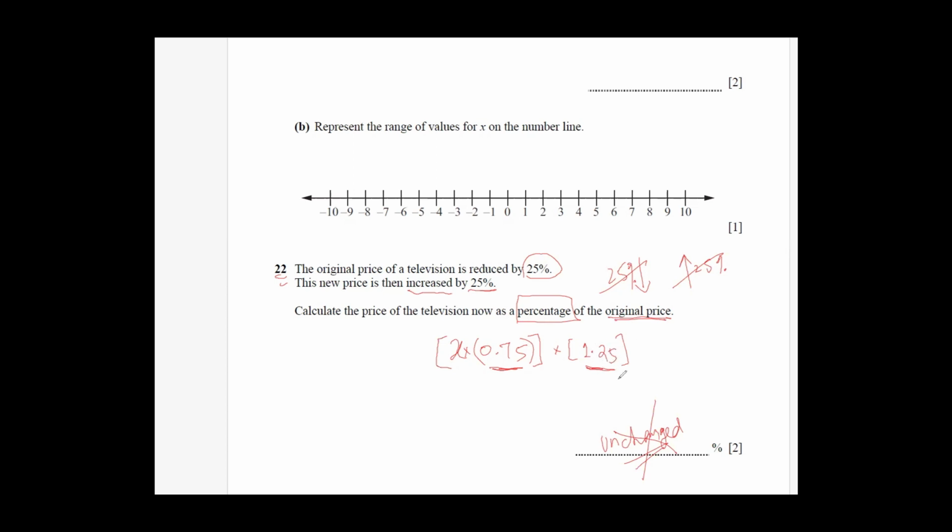So when you multiply these quantities, that is going to give us 0.9375, or in percentage it is going to be 93.75%. So this is the answer, 93.75%.